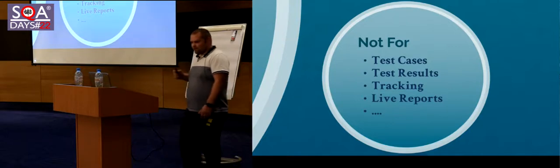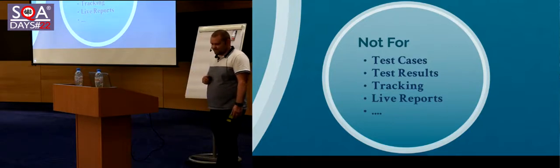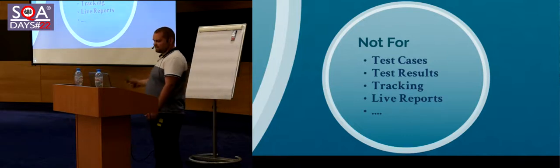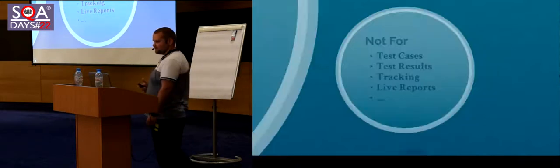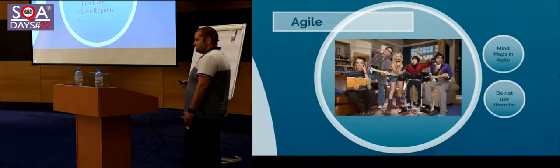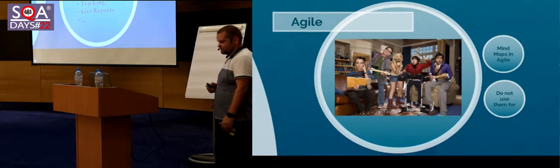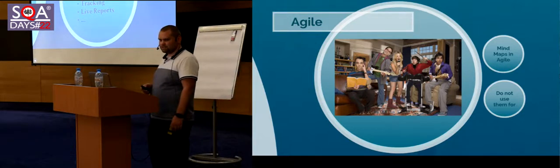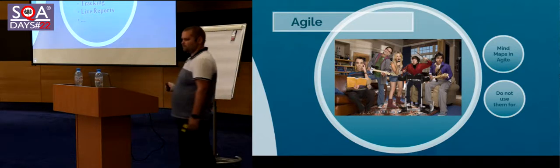Before we go to the Agile area, mind maps in testing are not good for test cases, test results, tracking, and live reports. It's really a big pain to do these things, especially if more QAs, like 5, 10 people, are working on the same project. That will not work.